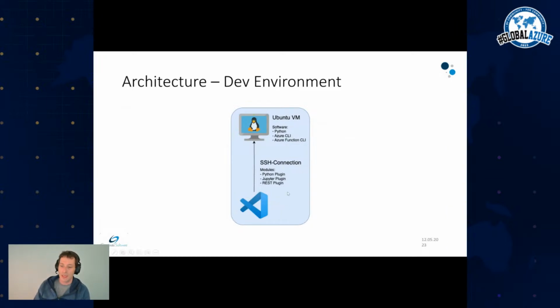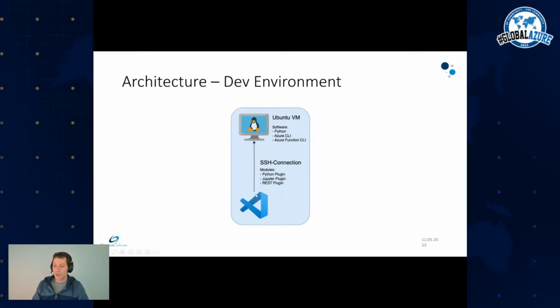So first, I will work with Visual Studio Code. Visual Studio Code will do an SSH connection in the backend to an Ubuntu VM. This could be also a container. I took a VM because it's a little bit easier to fix something, and at least this is the demonstration, so it should work.